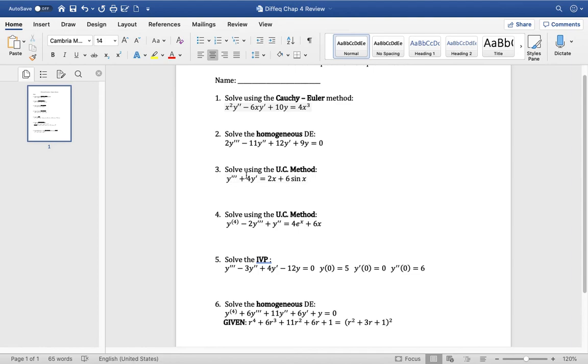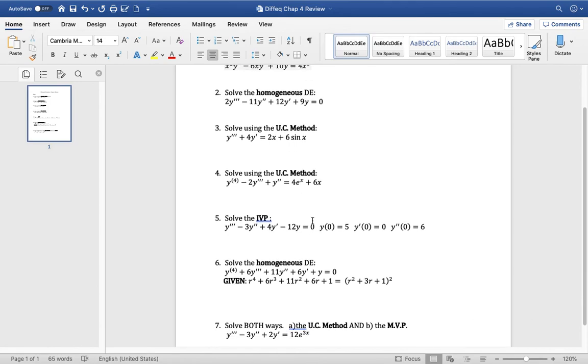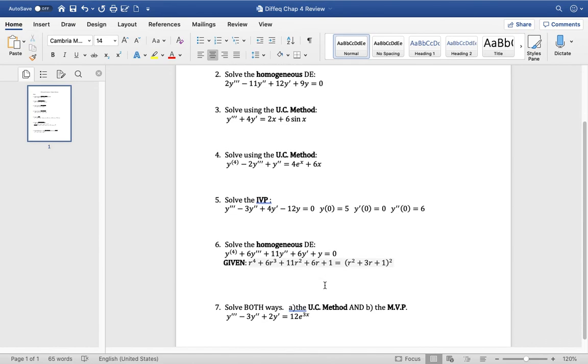And then I wanted you to do this one with the undetermined coefficients, this one with undetermined coefficients. Here's another initial value problem. Again, I start off homogeneous, so it's not so bad. You don't have to worry about the non-homogeneous part. Then this one, number 6, it's homogeneous and it's a 4th degree, so it's even higher. But I gave you how it factors. So this was practice with some repeated roots.